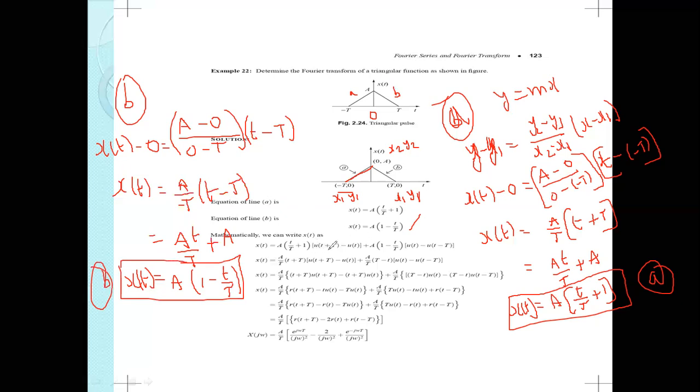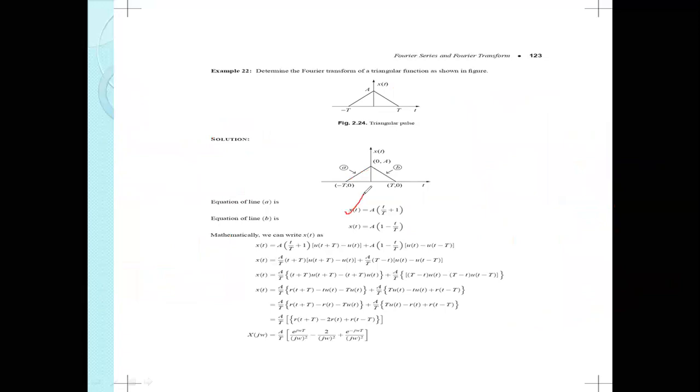Got it, my students? And now we'll get this function. How will we get this function and how will we get this function? Slope only we are finding. Okay. And we need only the 0 to minus t, or the 0 to t value. What is the step function also? What is a step function? Okay. See, we got the slopes. Now this x of t, the graphical representation, is converted to the mathematical.